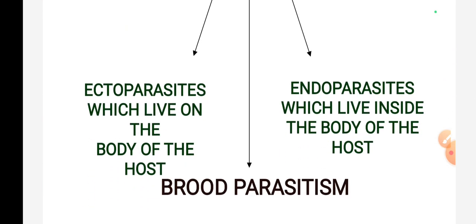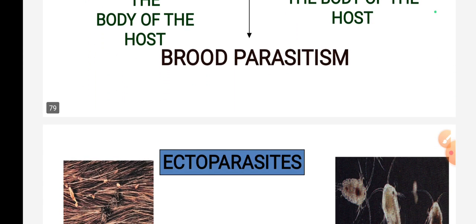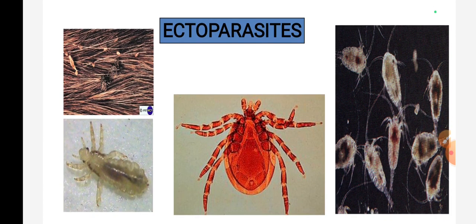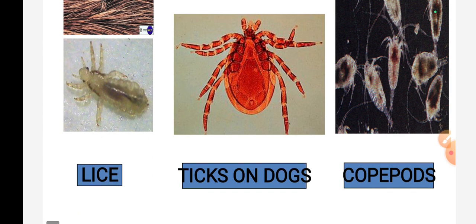Ectoparasites live on the body of the host, endoparasites live inside the body of a host, and then there is blood parasitism. Ectoparasites live on the surface of another organism's body. For example, in our hair there are lice. Ticks on dogs, and copepods.